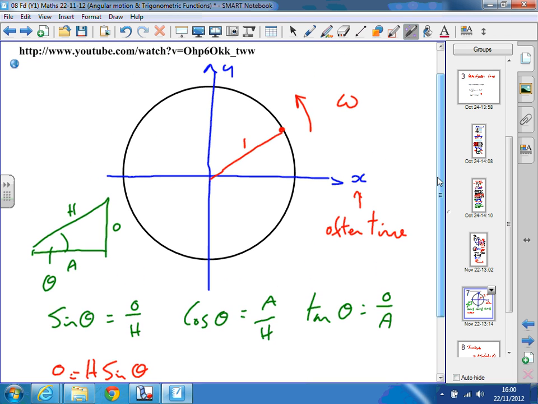Tell me what the sine of 270 degrees will be without doing it on your calculator.